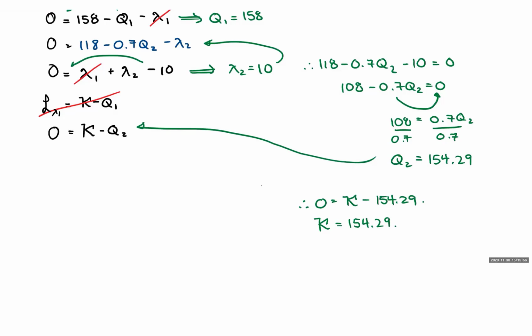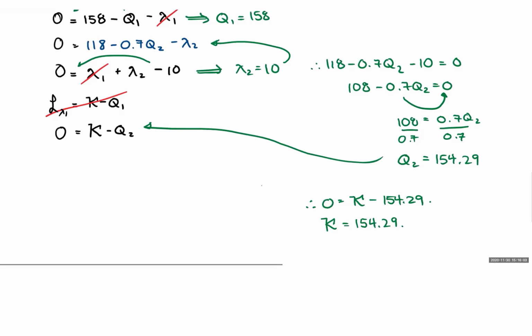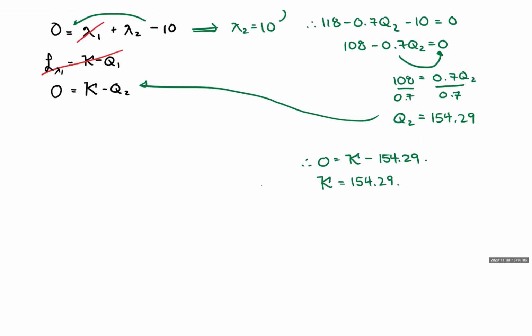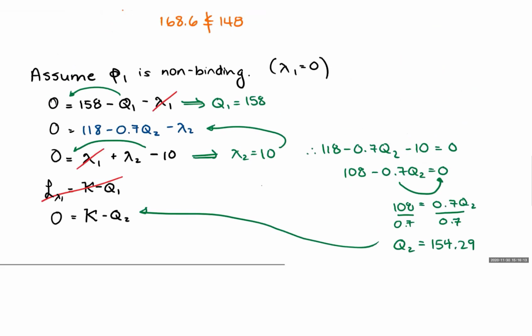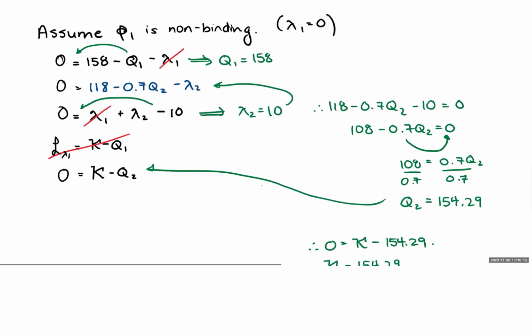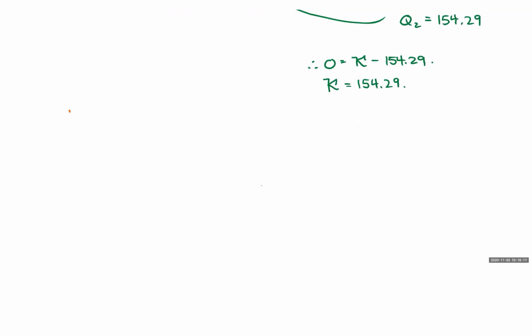So, am I done? Are we done this problem now? We got a new capacity. Aw, man, you're right, Ray. I still have to check the constraint. So I assumed that constraint 1 is non-binding. I have to check constraint 1.